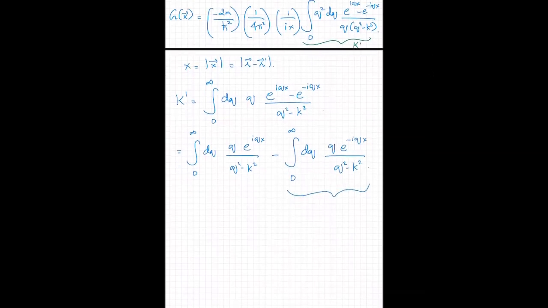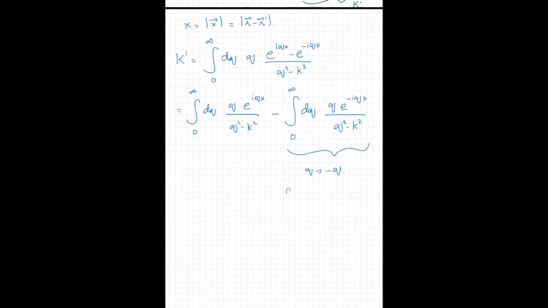Now look at this guy. In this, I will do a change of variables. I will say q goes to minus q. What happens if q goes to minus q here? I'll get 0 to infinity. dq will become minus dq. Q on top will become minus q. Oh, sorry. The integration will also change. Right? 0 will remain 0, but this will become minus infinity because q goes to minus q. E to the iqx will become e to the plus iqx, and q square minus k square, of course, will not change because minus q whole square is just q square.